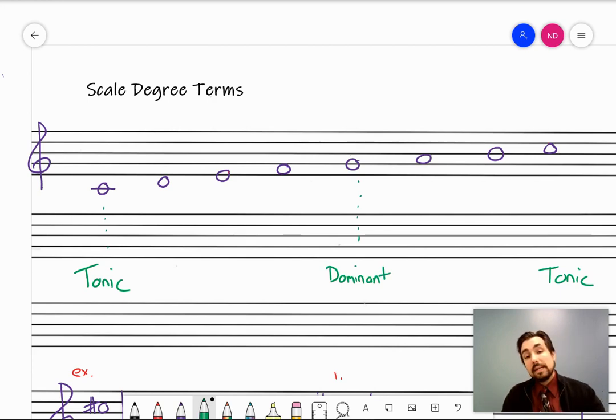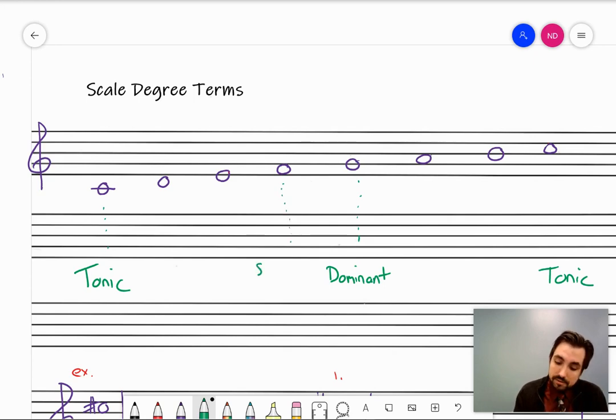So it's the second most important because dominant is always followed by tonic when we talk about harmonies. So there's nothing more important in music than the relationship between the dominant and the tonic, 5-1. All of tonal music can kind of be summed up by dominant and tonic. Most important tonic, second most important is scale degree 5, the dominant.